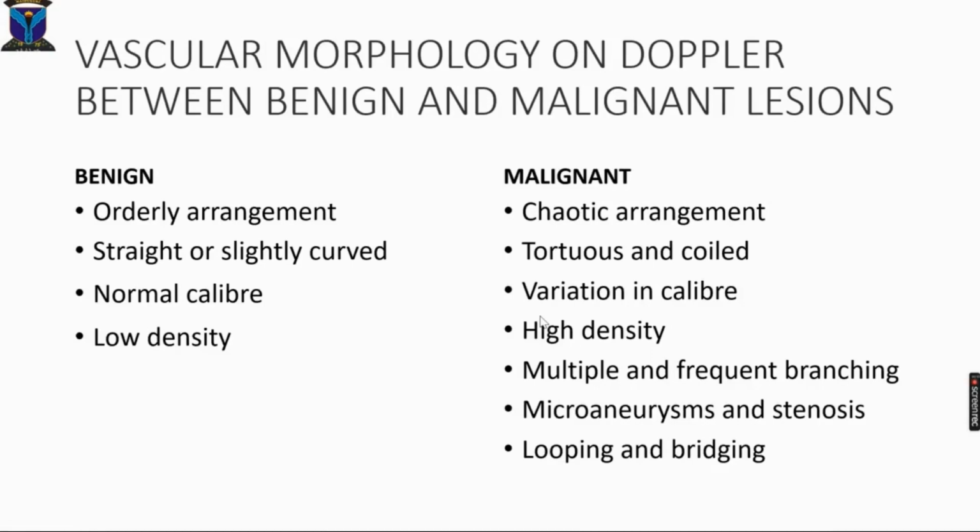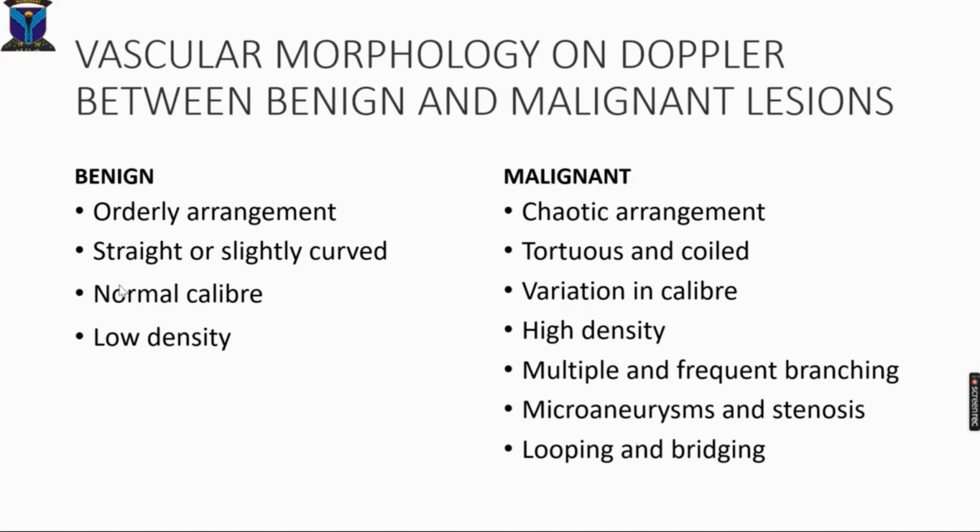This slide shows the difference in vascular morphology on Doppler between benign and malignant lesions. While the vascular arrangement in malignant lesions is described as chaotic, they are orderly in benign lesions. In benign lesions, the vessels are straight or slightly curved, while in malignant lesions, they are tortuous and coiled.